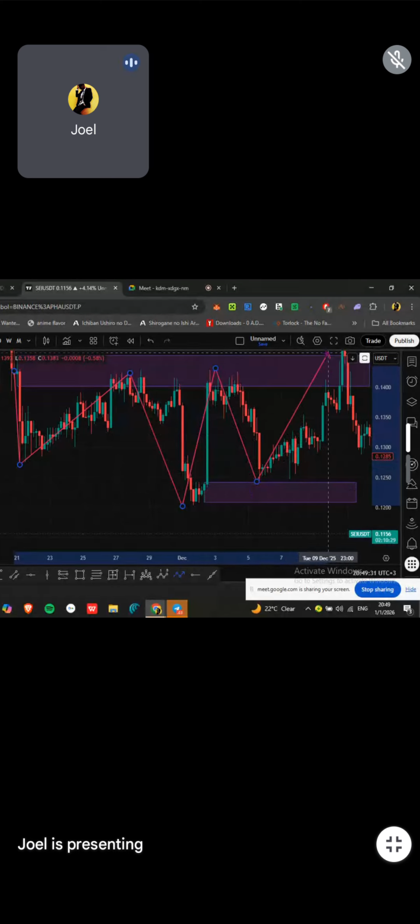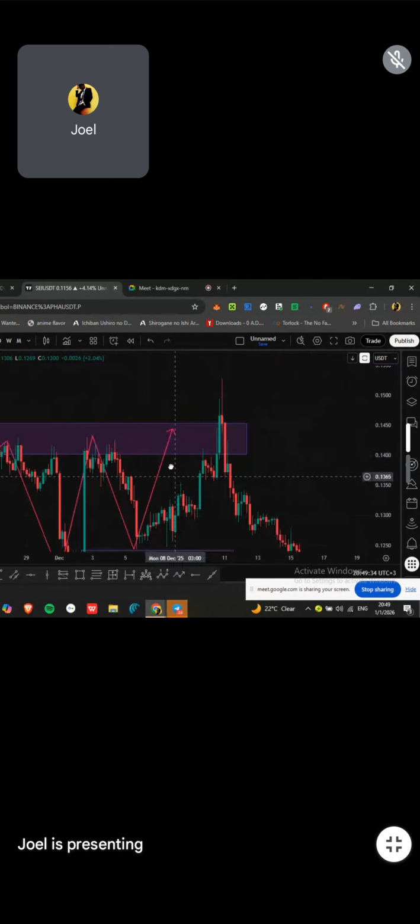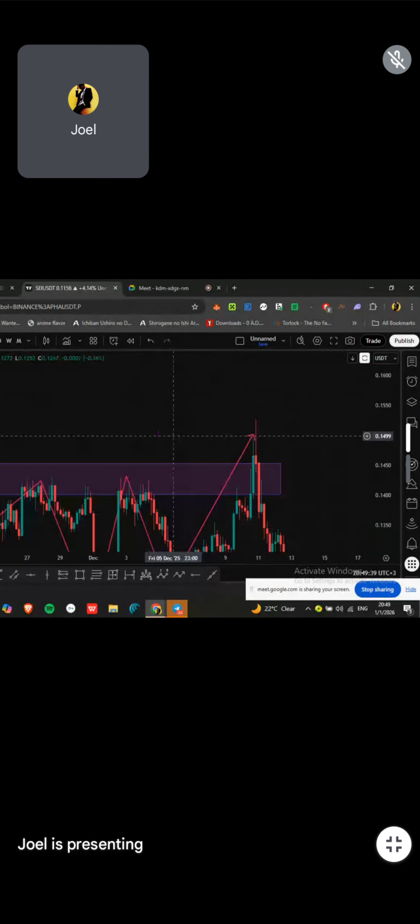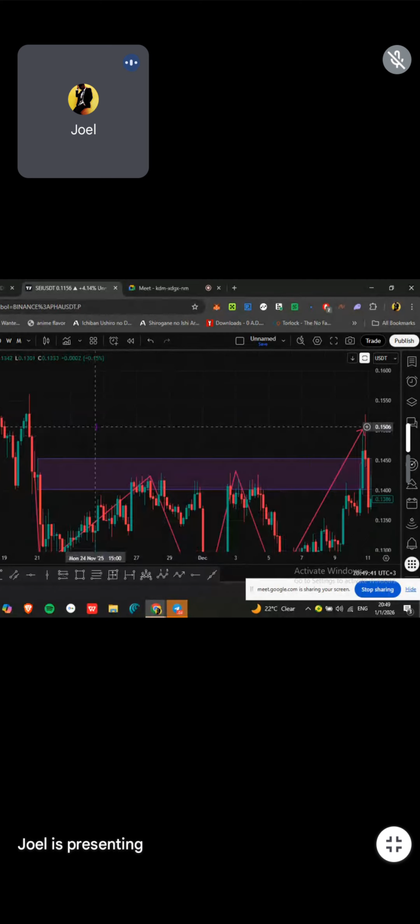Then these guys here pushed price back up, and they broke this order block. They broke it, but they failed to see this one here. This is another order block here. A very good one here, as you can see.